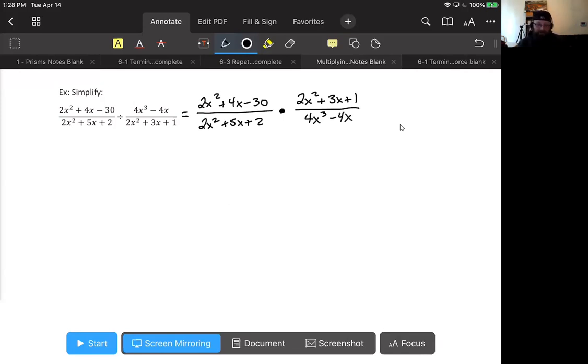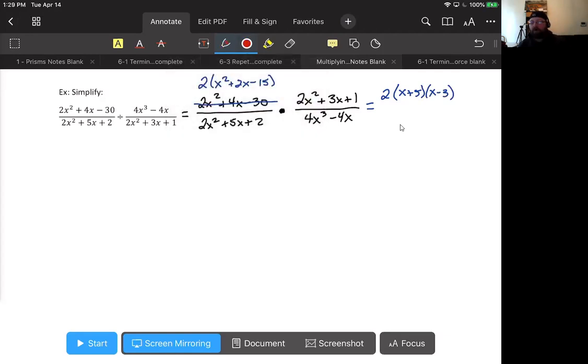Now we are going to factor. So we have to factor each of these as completely as possible. The first thing we can do is take a GCF of 2 out of this top fraction, which would turn it into 2 times the quantity x squared plus 2x minus 15. And then that trinomial will factor again, because there are numbers that multiply to negative 15 and add to positive 2. They are positive 5 and negative 3.